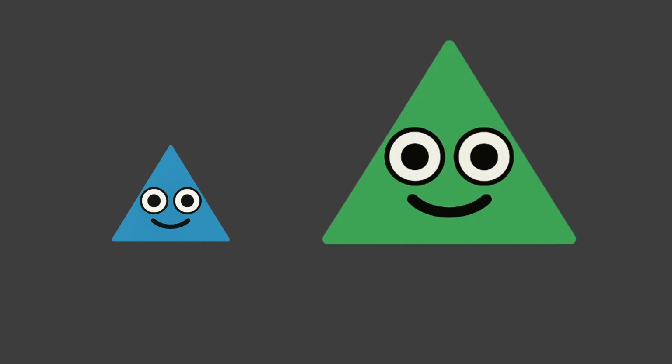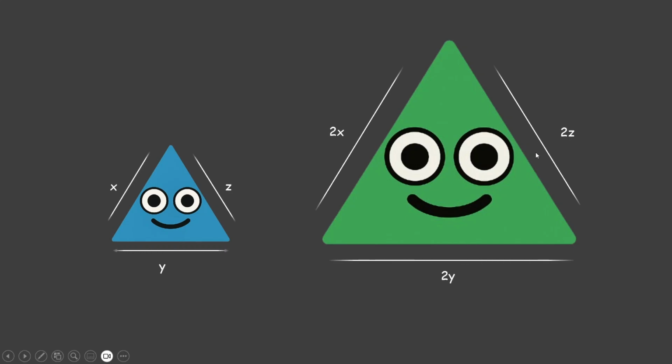Now here's the twist. If one triangle is twice as long as the other, how much bigger would its area be? Would it be double? Triple? No, it would actually be 4 times bigger.